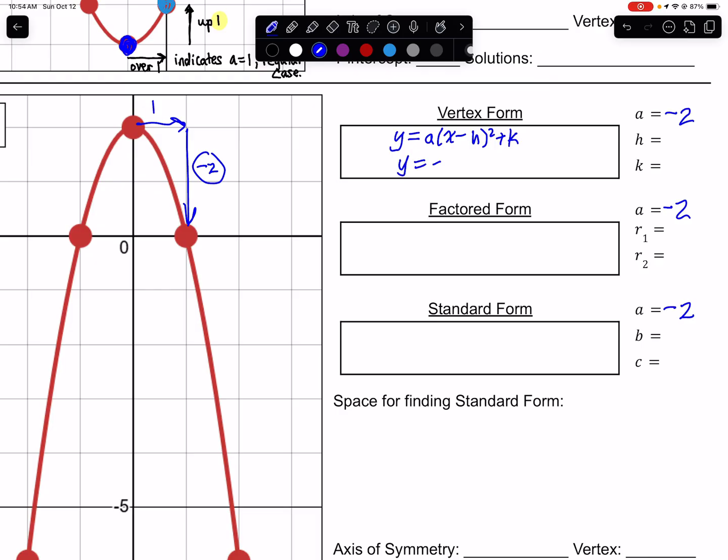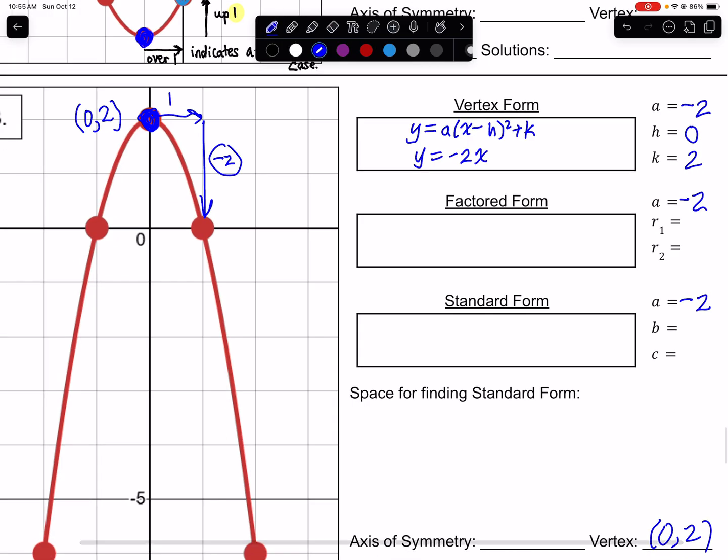So -2. Now, this vertex is at 0, 2. So this is just simply 0, 2. Vertex is at 0, 2. So I can just put x squared, because h is 0, and then plus 2.